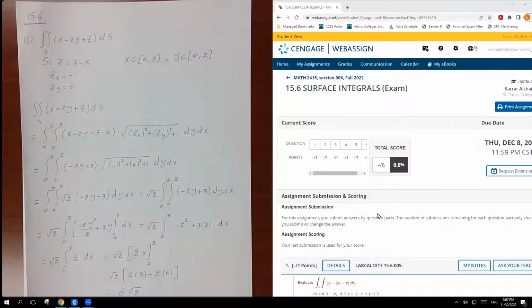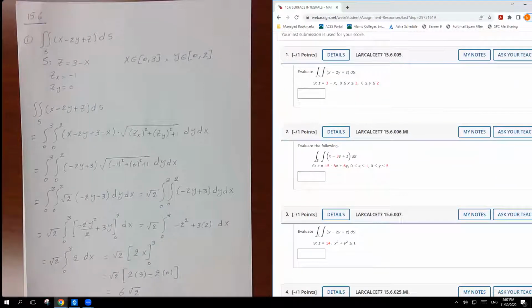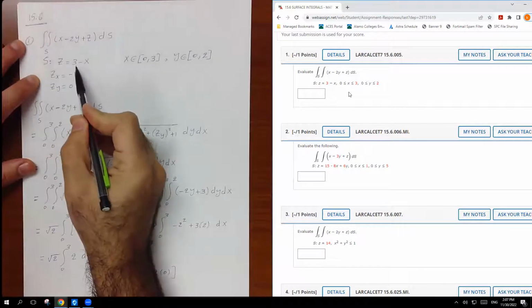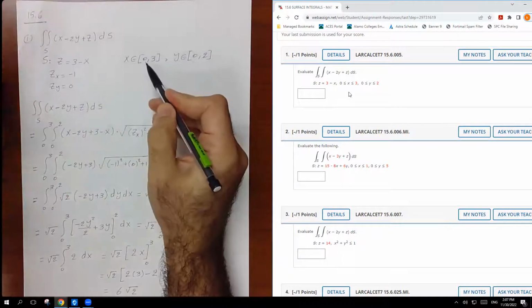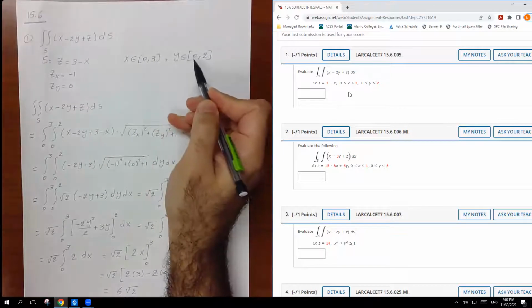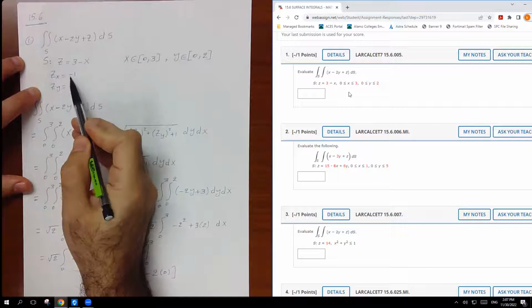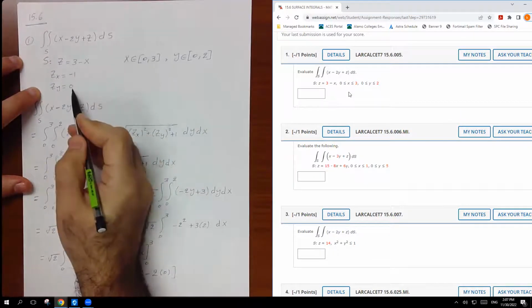Section 15.6, surface integral. Start with the first question. Evaluate the surface integral of x minus 2y plus z dS, where S is z equals 3 minus x, with x between 0 and 3, and y between 0 and 2. Now z sub x is going to be -1, and z sub y equals 0.